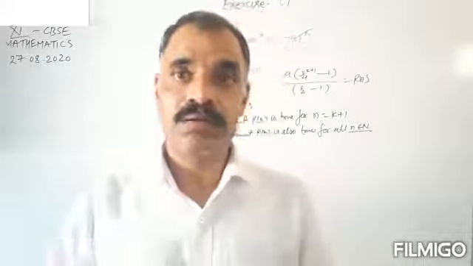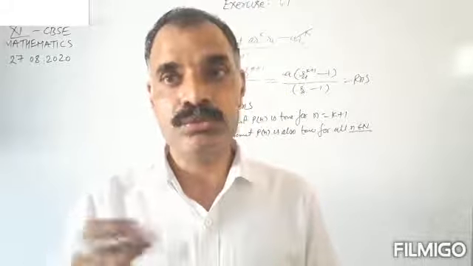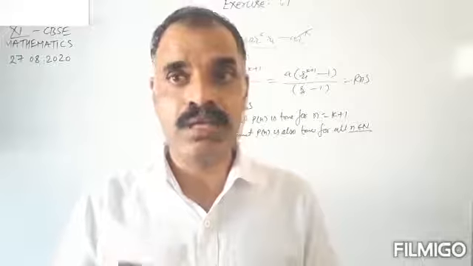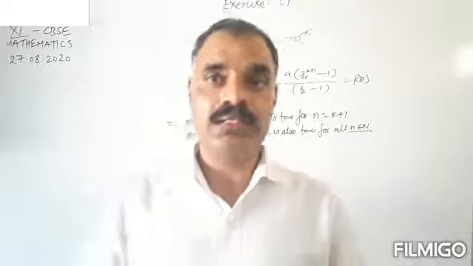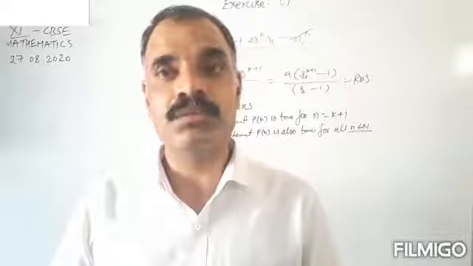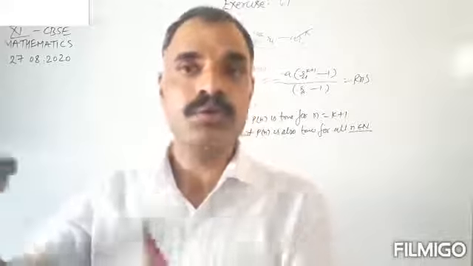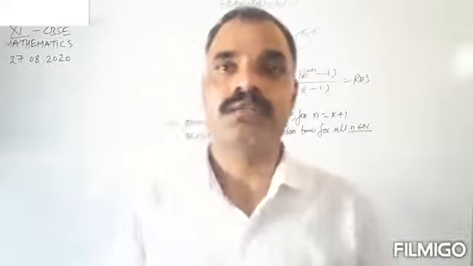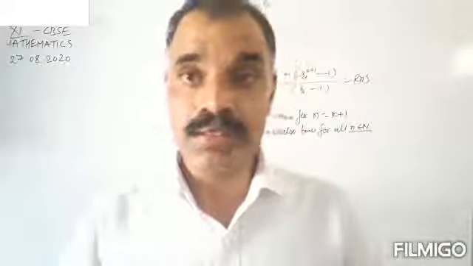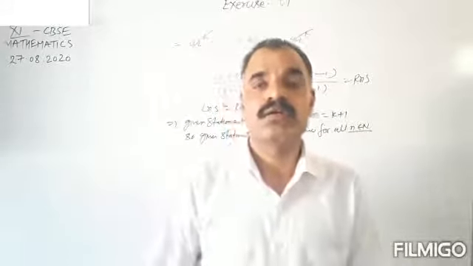So what have we proved? We have proved that the statement is true for n equals to 1, n equals to k, and n equals to k plus 1. That is why ultimately we conclude that the given statement is also true for all natural numbers. In this way we can prove the given statements.